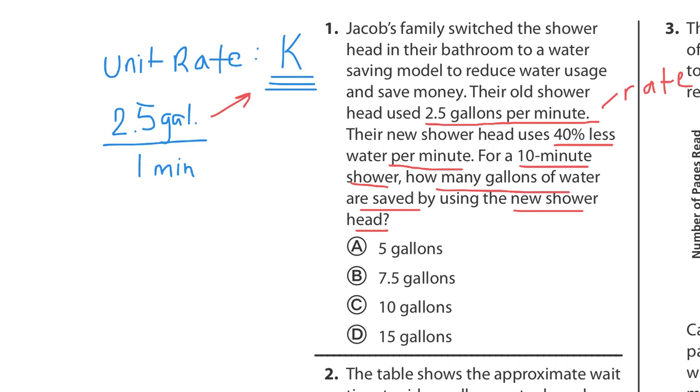And when we think about this, the unit rate can be put into an equation. Y equals Kx, where we have Y equals, K is 2.5, times X. So that you have gallons equals 2.5 times minutes.